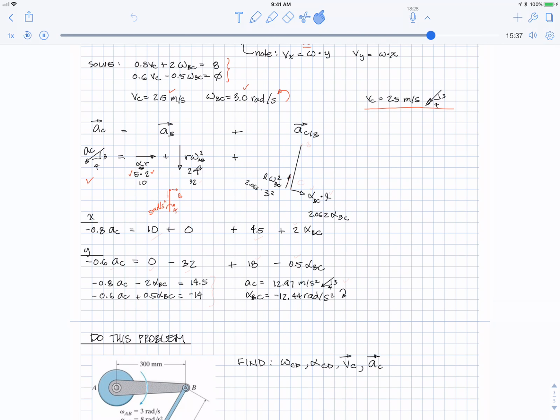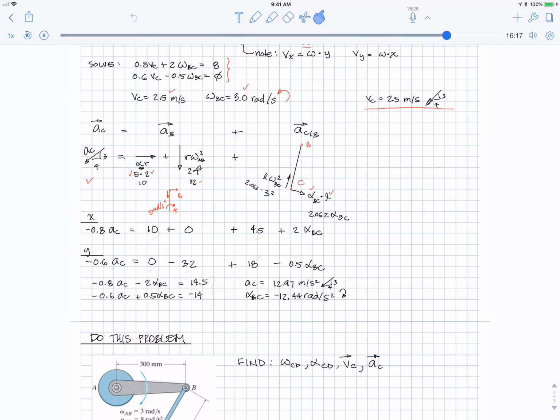We also have the r omega squared going downwards, and we were given that omega was 4. Again, the r is 2. And so 2 times 4 squared ends up being 32. And it always points towards the center, so in this case, B to A is pointing downwards. And acceleration of C relative to B, again, means C spinning around B. So here's point B, here's point C. And so you have, assuming alpha's counterclockwise, you have alpha times L, so the unknown alpha, and the L we determined earlier by Pythagorean theorem was 2.062 meters.